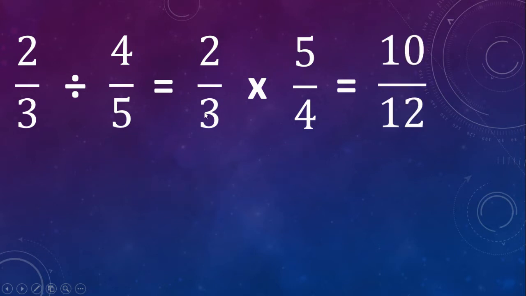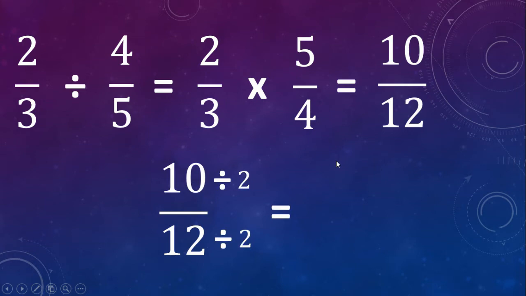2 times 5 is 10, and 3 times 4 is 12. This can be reduced. The GCF of 10 and 12 is 2. So ultimately, 2/3 divided by 4/5 equals 5/6.